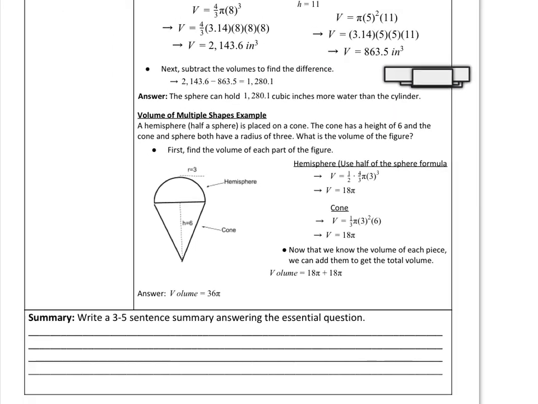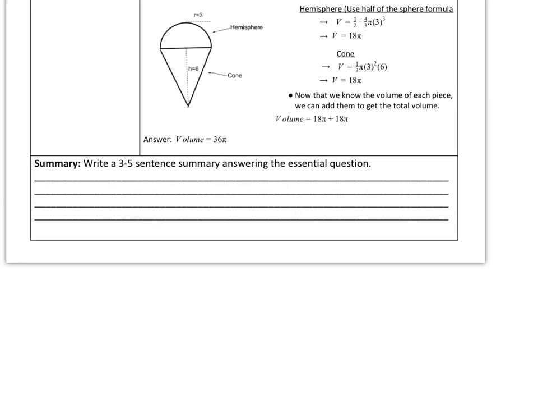All right, take a few minutes to complete your summary. Make sure you're answering the essential questions on top.